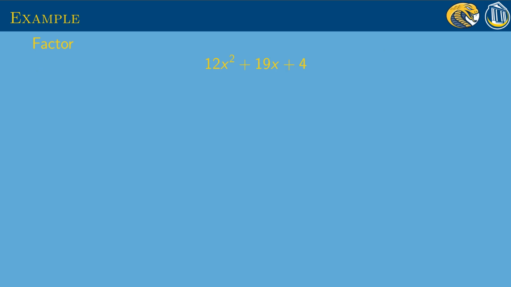Let's do one more example. A equals 12, B equals 19, C equals 4. I'm going to keep writing this out, R and S. You don't actually have to write this out. We're looking for two numbers that multiply to equal 12 times 4, that's 48, that add to equal 19. 48 has a lot of factors, so let's see what we can do here.